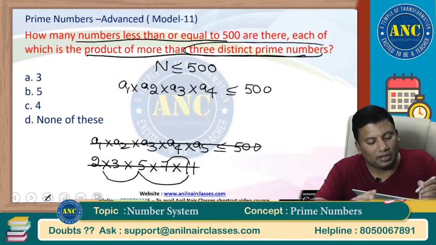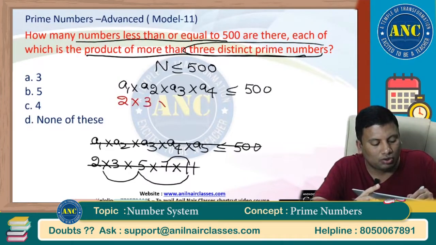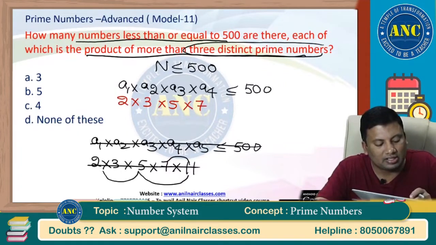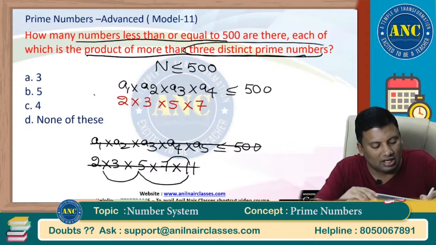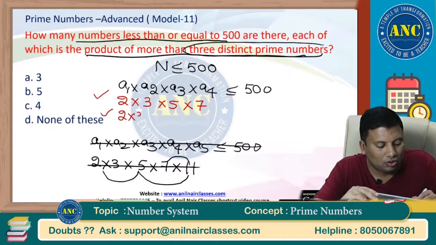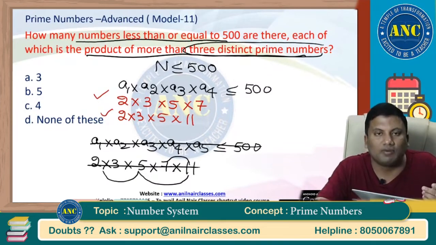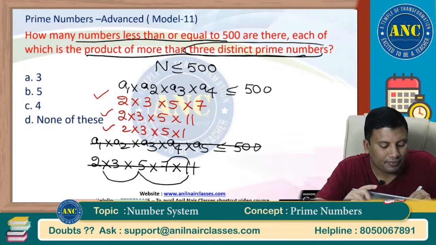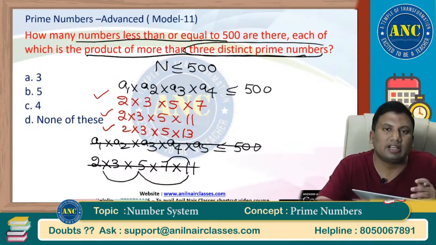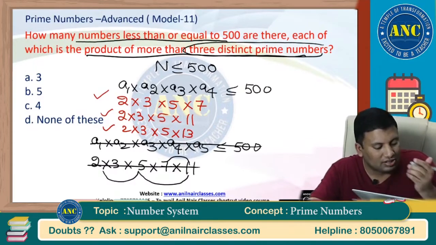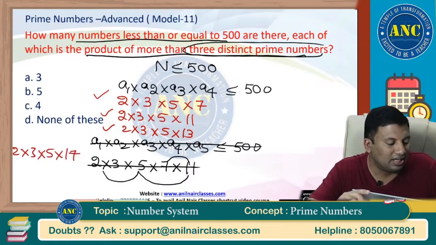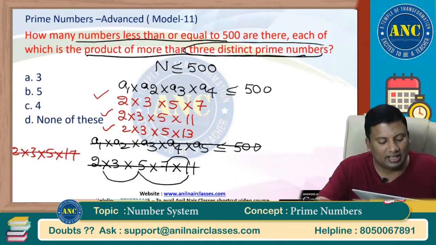Now 4 numbers we have to take. So it is 2, 3, 5, 7. Let me see if the product is less than 500. 6 5s are 30, 30 7s are 210. This is perfect. Next one, 2, 3, 5, and after 7, what is the next number? 11. 30 into 11, 330. This is also perfect. Let me take the next number, 13. 6 5s are 30, 30 13s are 390. It is also perfect. Next it is 2 into 3 into 5 into 17. 30 17s are 510. It is not possible.